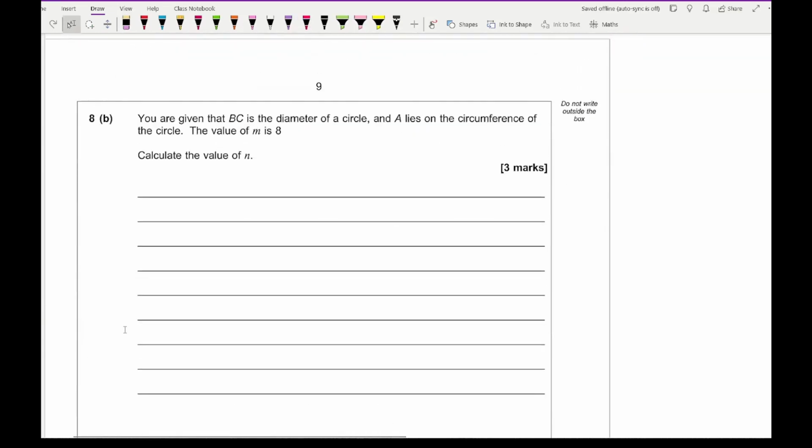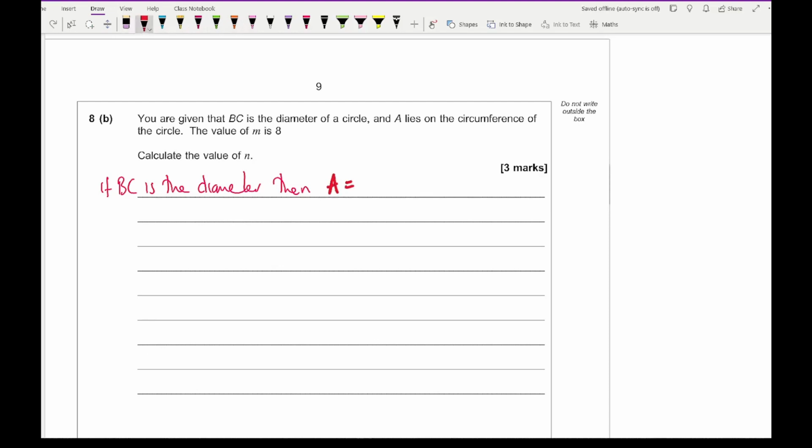Then moving on to question 8b, it says you are given BC is the diameter of a circle and A lies on the circumference of the circle, where the value of m is 8. Calculate the value of n. Well, if BC is the diameter, then the opposite angle A must equal 90 degrees. And again, that's the circle theorem of angles in a semicircle. So therefore, cos A equals cos 90, which equals 0.